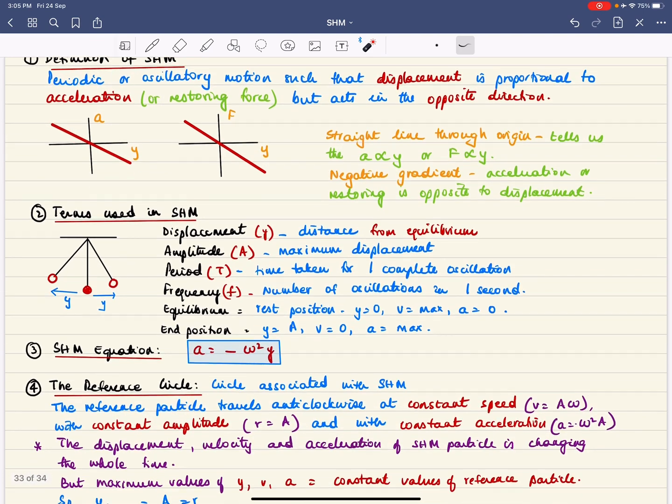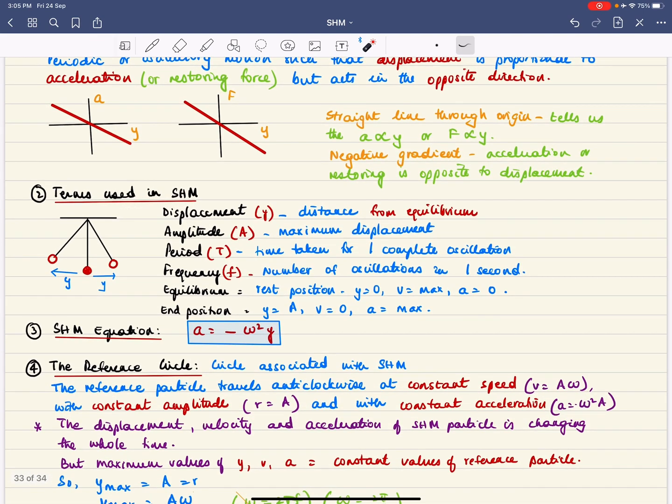There are some terms used in simple harmonic motion which you need to be familiar with. The term displacement is the distance from equilibrium. Equilibrium is the center position. So in this one, it's displacement to the right, and this is displacement to the left. Amplitude is maximum displacement. Period is the time taken for one complete oscillation.